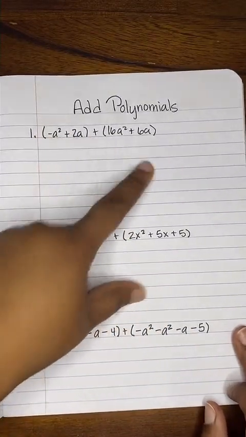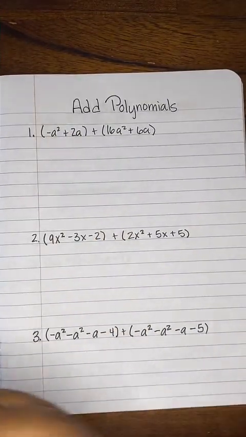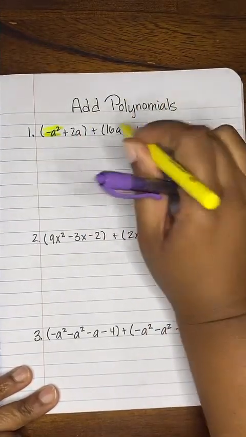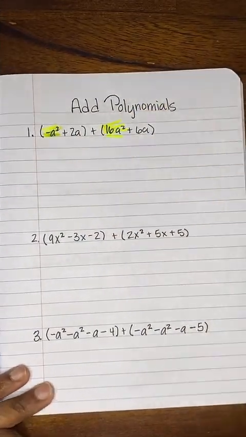So here, we're going to highlight our like terms, okay? So I have a negative a squared, a 16a squared.